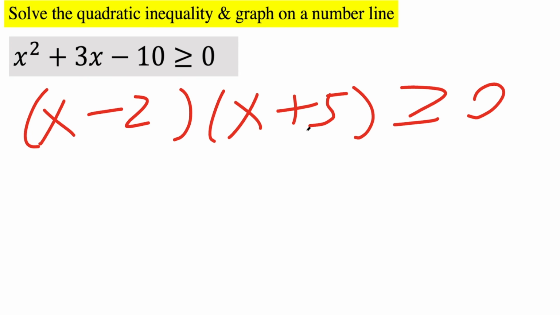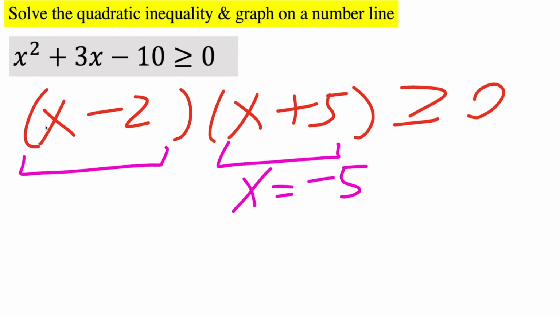So we think to ourselves, what value of x makes this piece 0? Because 0 times any number, like 0 times a billion, is still going to be 0. So what value of x would make this piece 0? And we know it should be -5 because -5 plus 5 is 0. Now we do the exact same thing for this piece. What value of x makes this piece 0? Because 0 times any number is still 0. So we would get x is equal to positive 2. 2 minus 2 is 0.